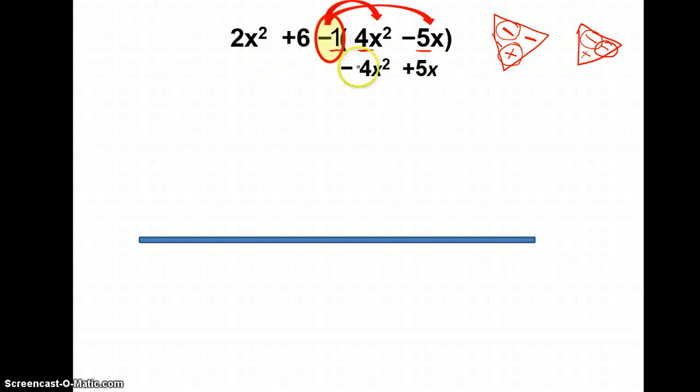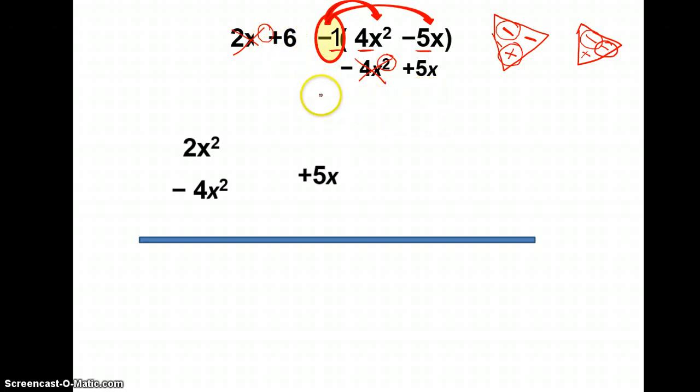So now that I have distributed, now I can actually do what I did in the last lesson, which is to group the like terms together. So let's start with these x squareds that I see here. All right, so that's 2x squared and this -4x squared will go together. Cross those out. I'm already done with those. And now I have a 5x. There's no other things that have x's other than this, so 5x.